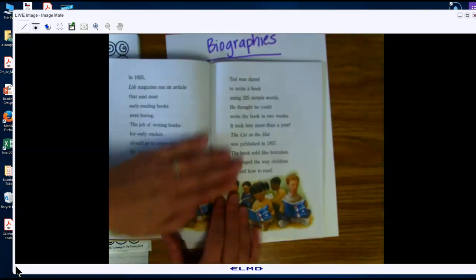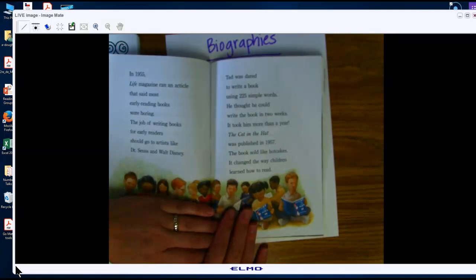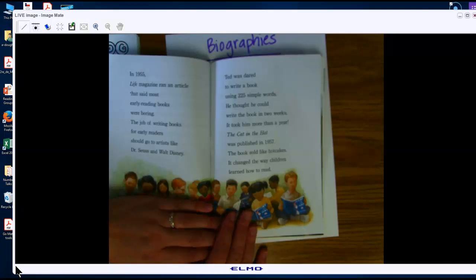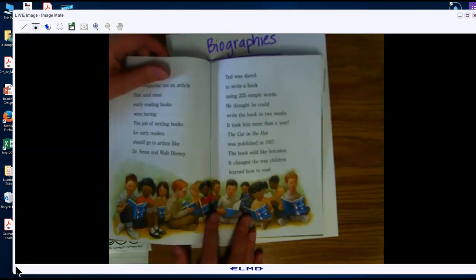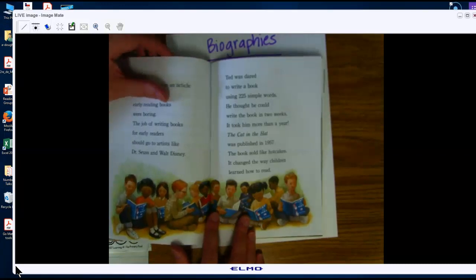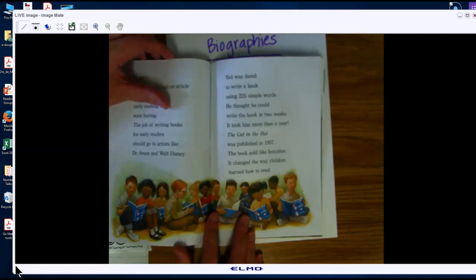Oh, this is my favorite part. In 1955, Life magazine ran an article that said most early reading books were boring. They said the books for kids that were just learning to read were really boring. So the job of writing books for early readers should go to artists like Dr. Seuss and Walt Disney. Ted was dared to write a book using only 225 simple words.